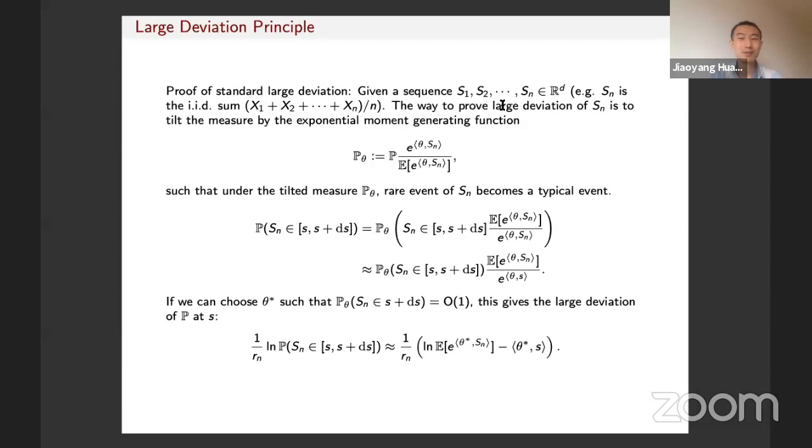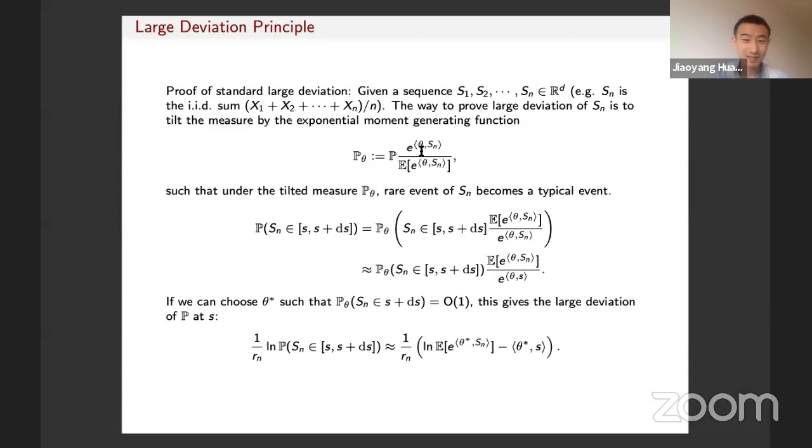So the way to prove the large deviation of Sn is somehow to tilt the measure by an exponential moment generating function, such that under the tilted measure, the rare event of Sn will become a typical event. If the probability law of Sn we denote by P, then the tilted measure we denote by P theta, which is just the moment generating function e to the inner product of theta with Sn. Theta is any vector in R^d we will choose later, and we normalize it by the expectation of this guy to make this a probability density.